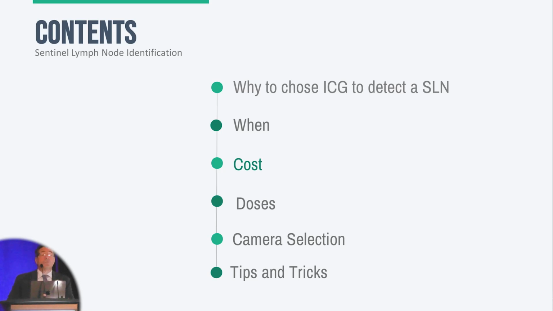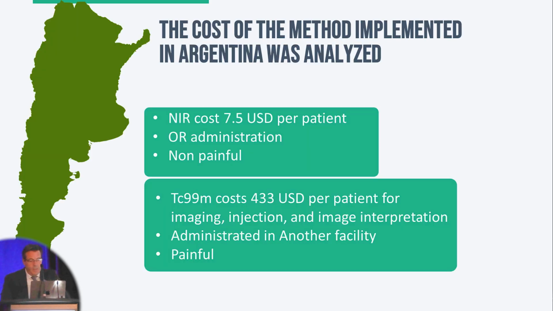And how about the cost of the method? In Argentina, we have analyzed the overall cost for performing standard techniques such as technetium, with an amount of $433 per patient. This is because technetium often needs to be administered by other services such as nuclear medicine, and they require much interpretation by technicians. What happens with ICG? It costs $7.5 per patient because the dose used is minimal and it's administered directly in the operating room.